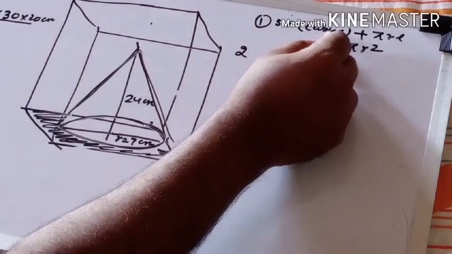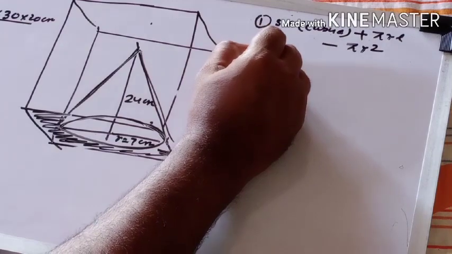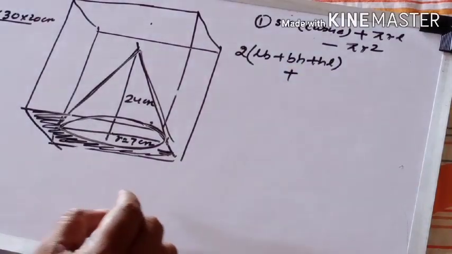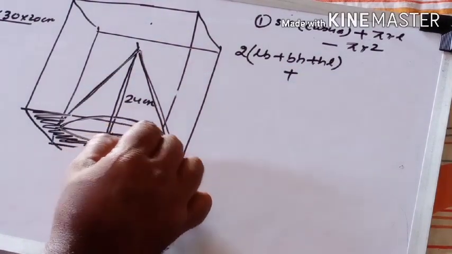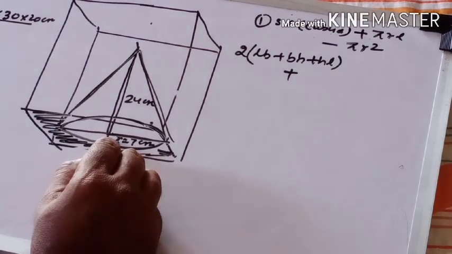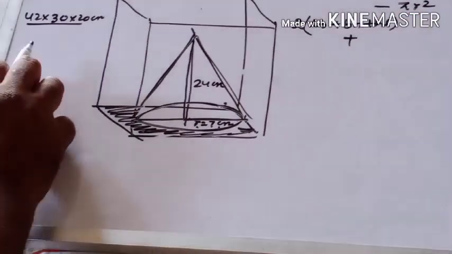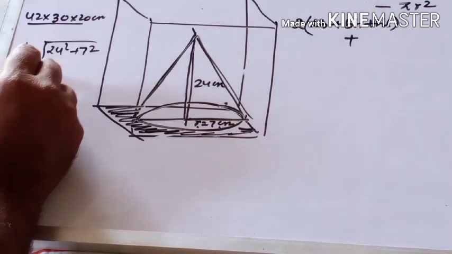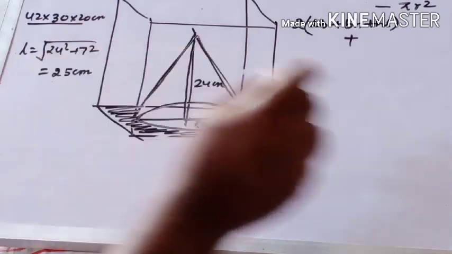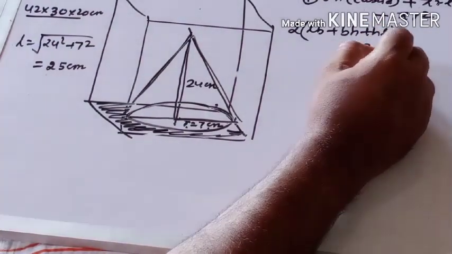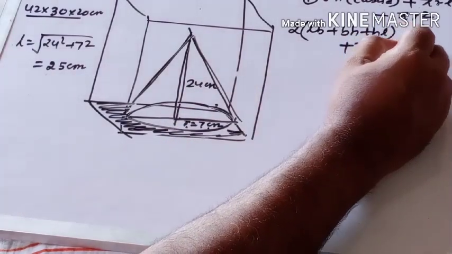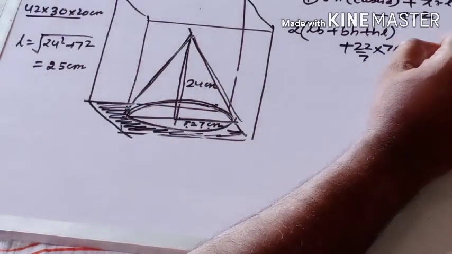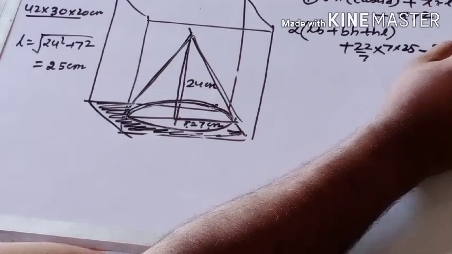So formula for surface area of cuboid is 2 into LB plus BH plus HL, plus, since this cone is of height 24 centimeter and radius is 7 centimeter, so we'll find out its slant height. Slant height will be root of 24 square plus 7 square. It will come out as 25 centimeter. So it is 22 by 7 into its radius 7 into 25, and from it we are subtracting this region. This region is circle, that is pi r square, 22 by 7 into 7 into 7.